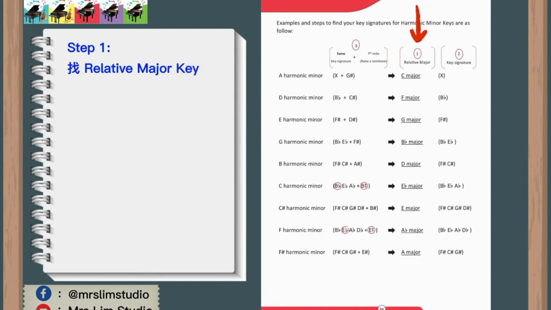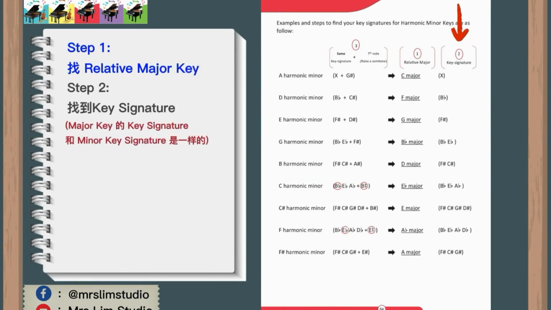Step 1 is always to identify the relative major key. Once we have the relative major key, we use it to find the key signatures. The key signatures for the major key and the minor key are the same. And lastly, the third step is to identify the 7th note, then raise it up a semitone.